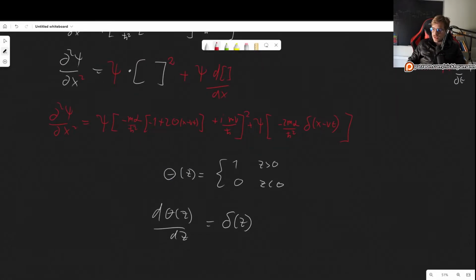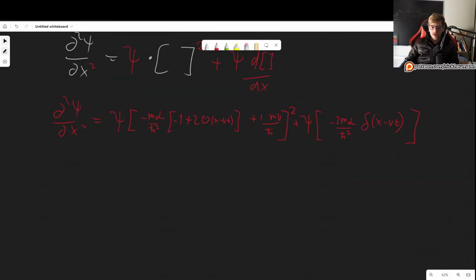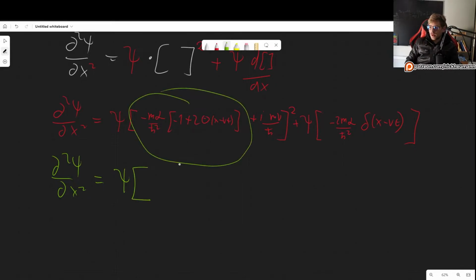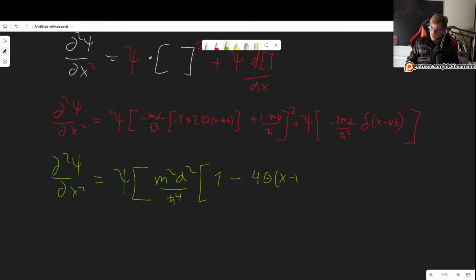And this thing, of course, is squared. I had forgotten to add it. So let's now expand this square. So we get d squared ψ dx squared, and then ψ. Okay, and now we have this first part squared, which gives us m squared alpha squared over h bar to the fourth. And then we have 1 minus 4 times the step function of x minus vt, plus 4 times the step function of x minus vt squared.